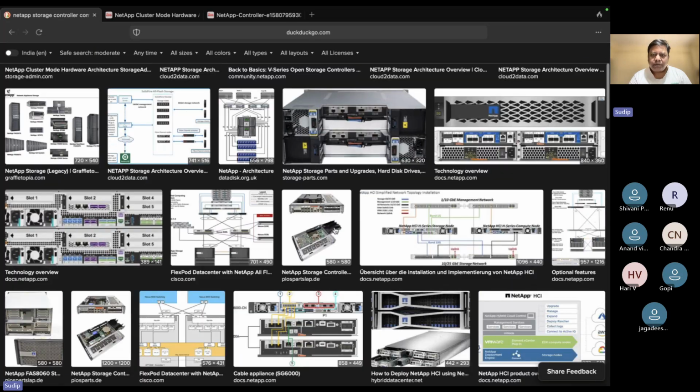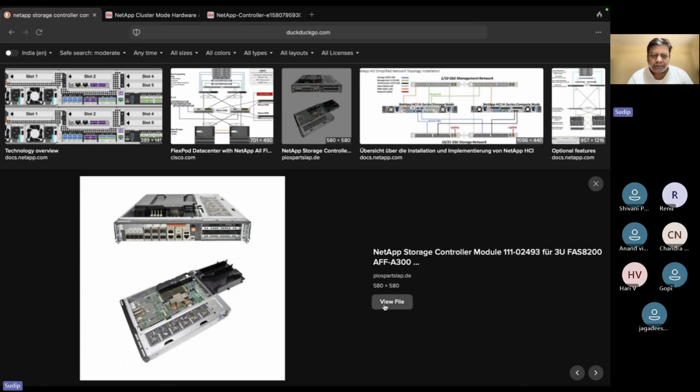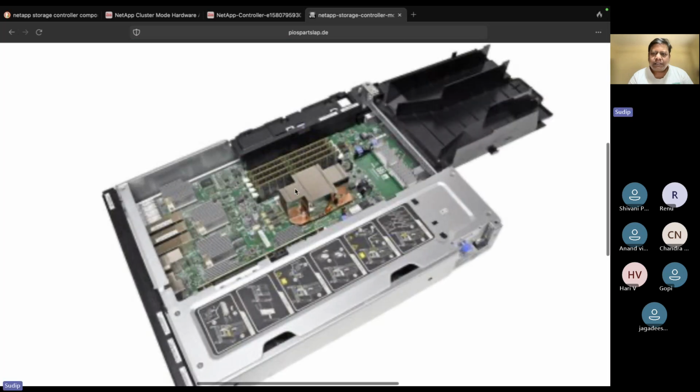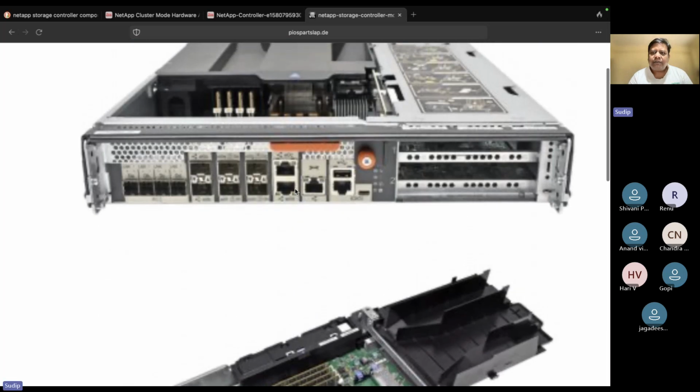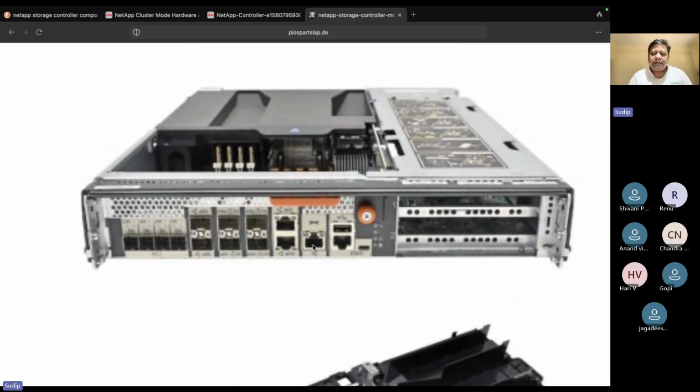Let me show you. See, this is how the inside of a storage controller will look like. If you look at it at the back end, see, this is the management port. These are the front end ports. These are the back end SAS ports. And here is where the controller and the cache will be. You see these vertical cards here inside where I'm putting my mouse pointer. This is the RAM. And next to it is the processor.